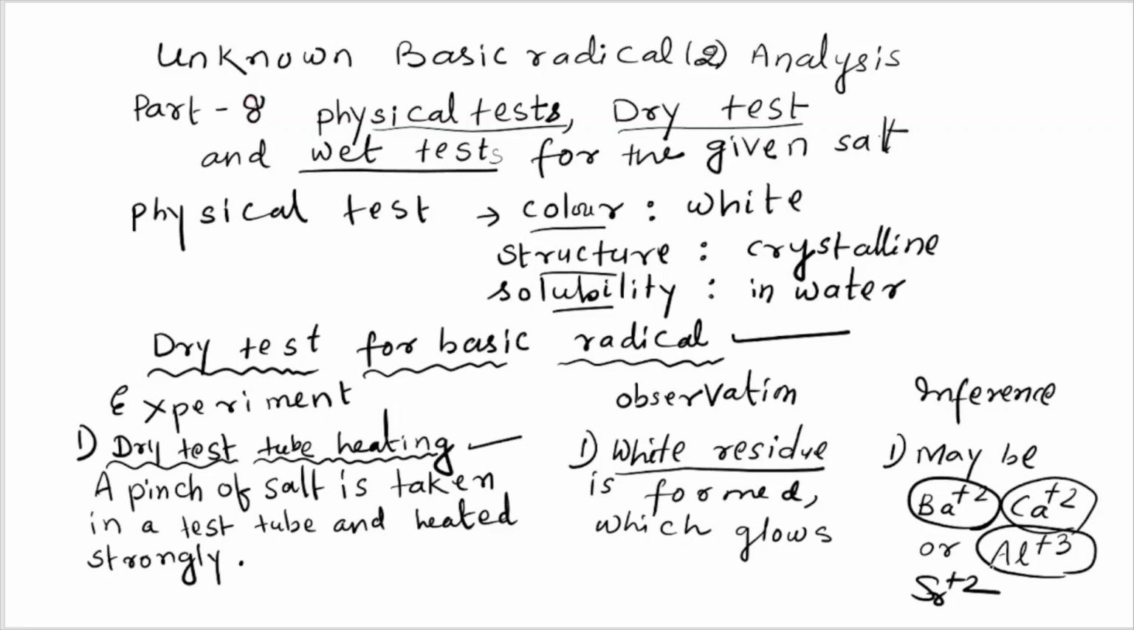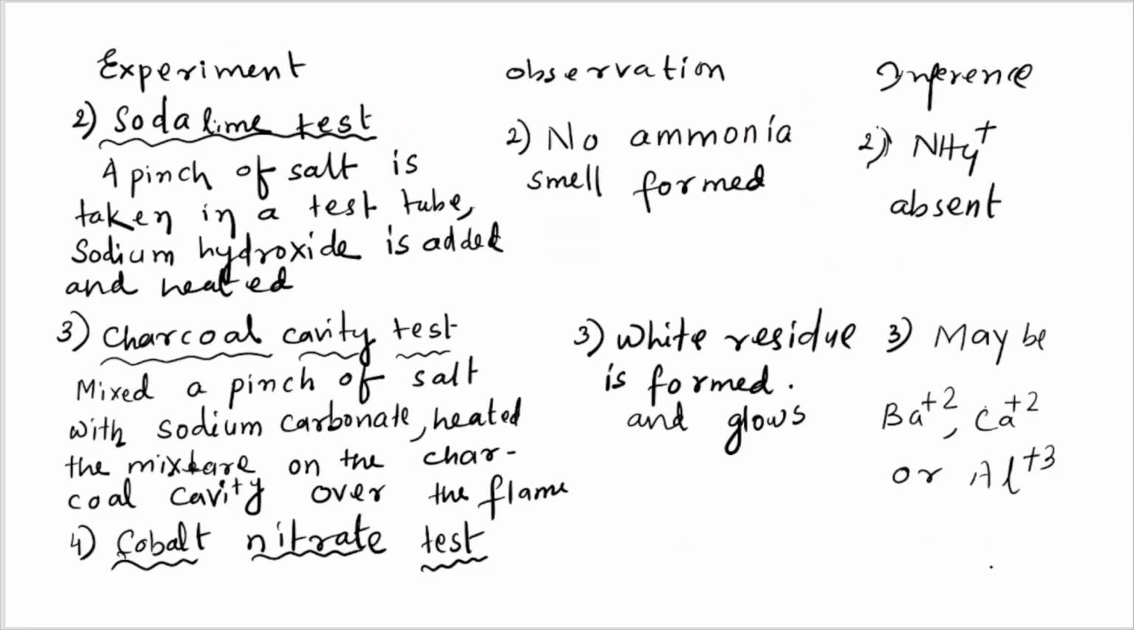Then how to proceed? Next is the soda lime test. Remember, the soda lime test is very important for the ammonium radical. If ammonium radical is there, ammonia smell is coming. If ammonium radical is not there, no ammonia smell. What is the soda lime test? You take salt in a test tube, add sodium hydroxide and heat it, then smell whether ammonia smell is coming or not. No ammonia smell means ammonium is absent. Remember, very important.